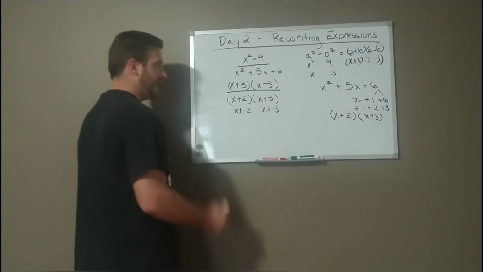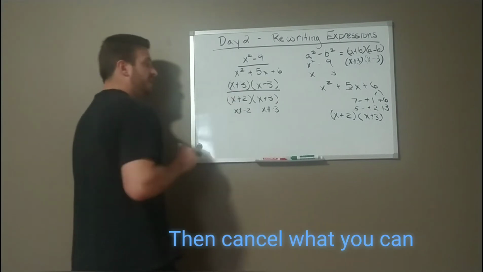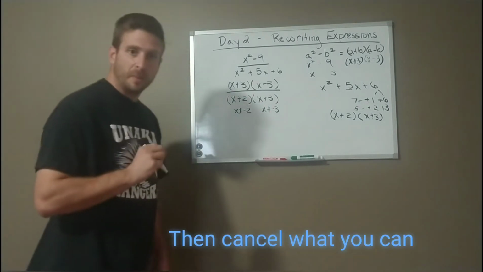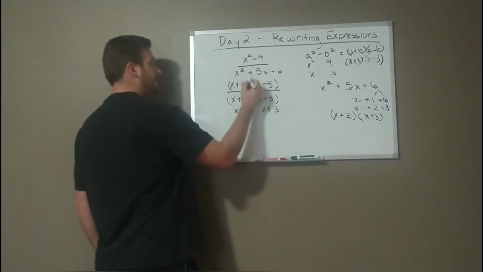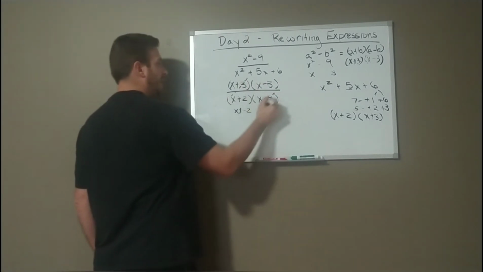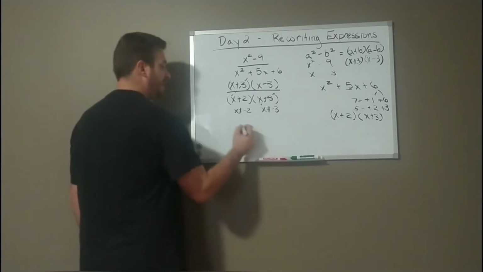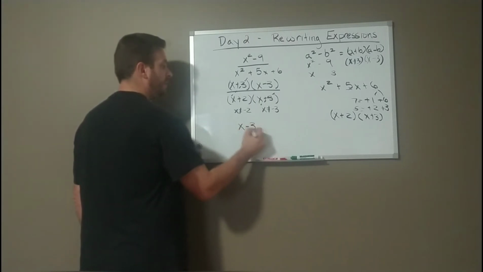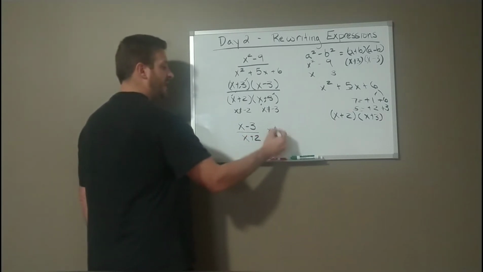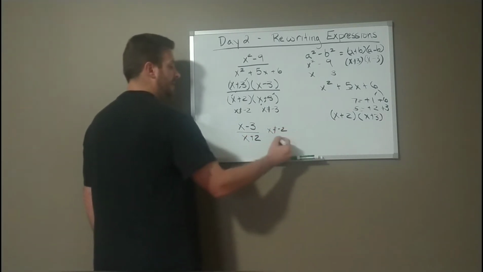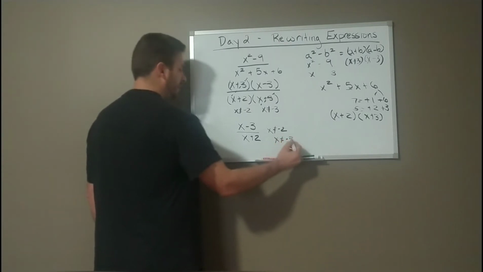Now we can go ahead and cancel. Well, x plus 3 is on the top, x plus 3 is on the bottom, so when we divide those together, we get 1, which means they simply cancel out. And that will leave us in simplified form, x minus 3 over x plus 2, such that x is not -2 and x is not -3.